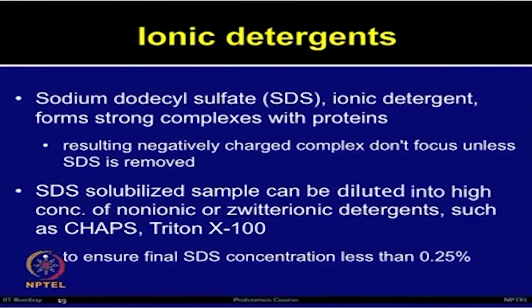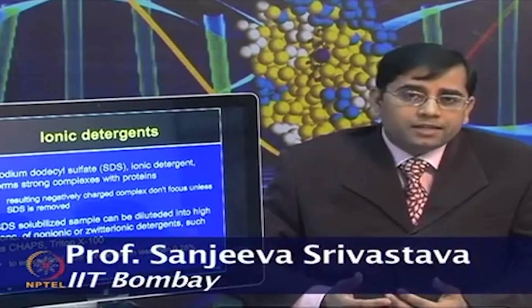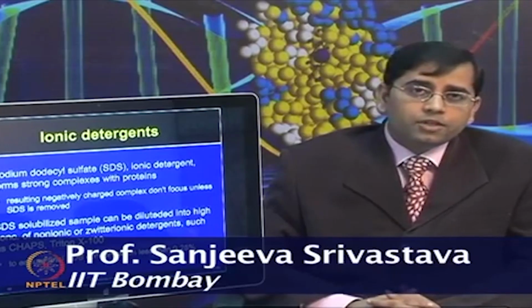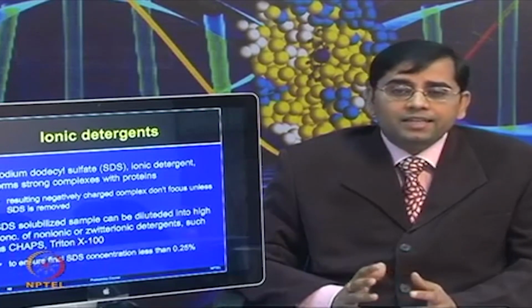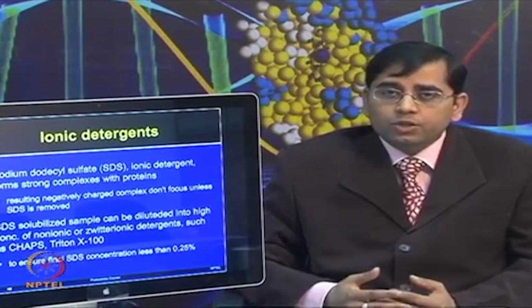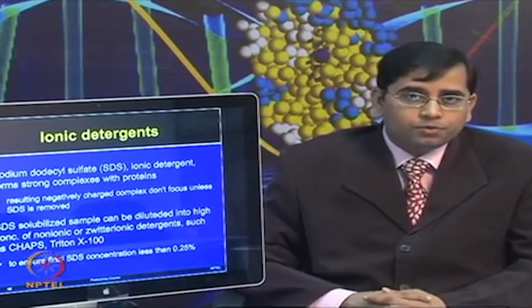SDS solubilized sample can be diluted by using a high concentration of non-ionic or zwitterionic detergents, which are CHAPS, Triton X100, and we have talked about all different types of detergents in the last lecture. So, you can try different types of non-ionic or zwitterionic detergent. This step will ensure that the final SDS concentration is less than 0.25%. Otherwise, your isoelectric focusing will be hampered by this excess of SDS molecules.